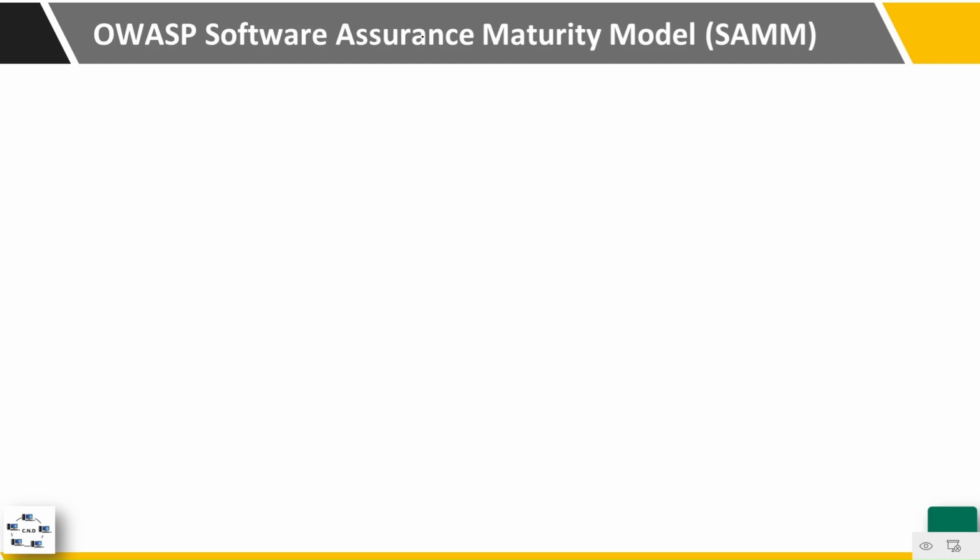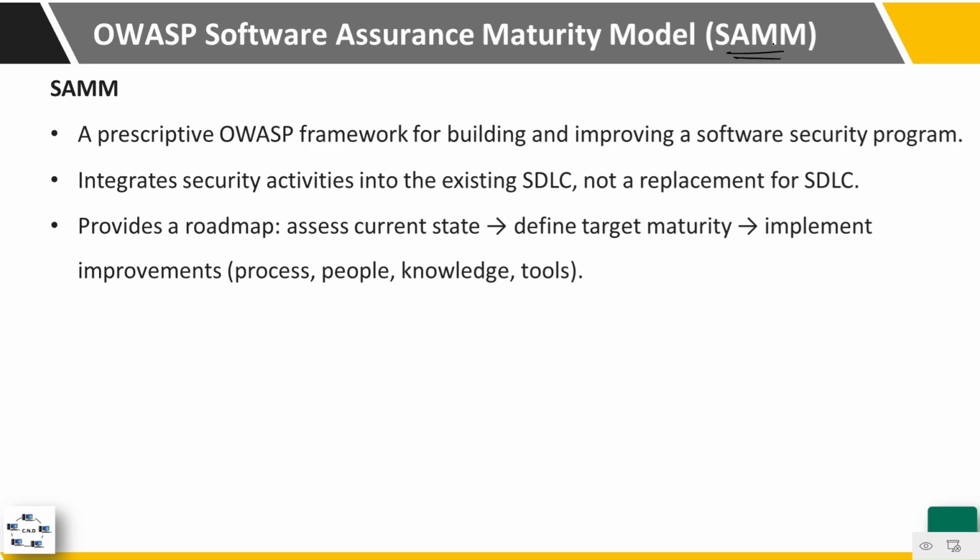OWASP Software Assurance Maturity Model, or SAMM. So what is the Software Assurance Maturity Model? It is a prescriptive OWASP framework for building and improving a software security program. It integrates security activities into the existing software development life cycle, and it is not a replacement of the SDLC itself. So SAMM basically provides a roadmap.